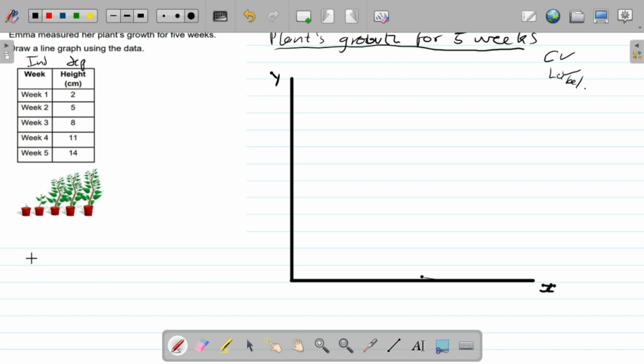They always laugh at me for this. I am always independent from my x. So the independent variable goes on the x-axis. So what is our independent variable? Our independent variable is the number of weeks, the weeks. Good? And then our dependent variable is height.